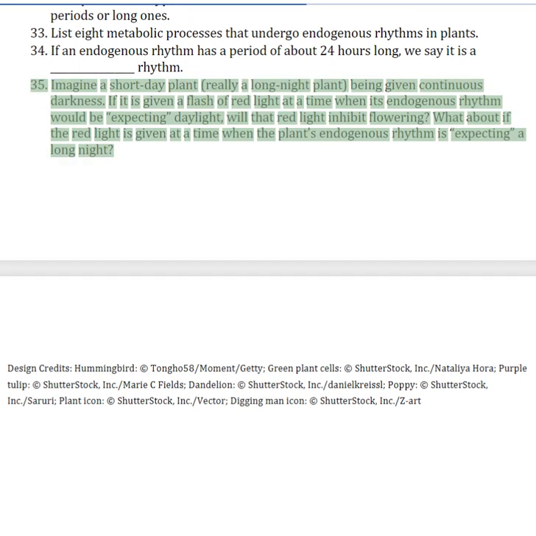35. Imagine a short-day plant being given continuous darkness. If it is given a flash of red light at a time when its endogenous rhythm would be expecting daylight, will that red light inhibit flowering? What about if the red light is given at a time when the plant's endogenous rhythm is expecting a long night?